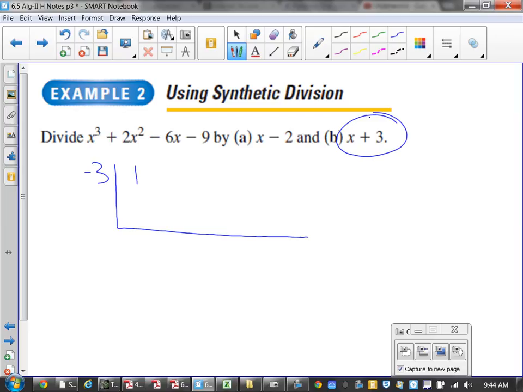I pull the coefficients out, 1, 2, negative 6, and negative 9. I do my synthetic division again. First step is to drop the 1, multiply out, add, multiply out, add, multiply out, and add. So is there a remainder now? No. In this case, there is no remainder. So if I took that large function and I divided it by x plus 3, my answer would be x squared minus x minus 3.